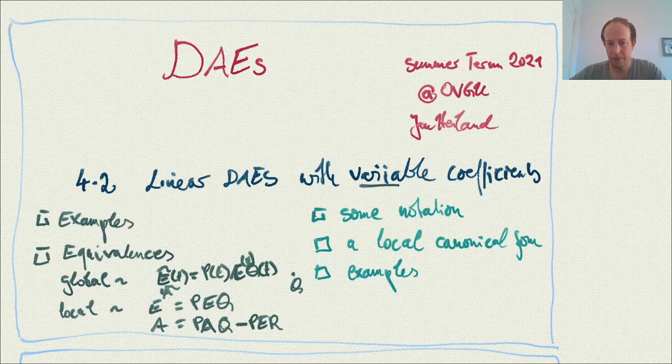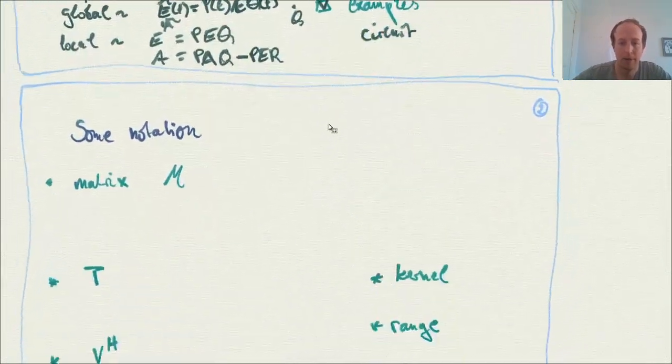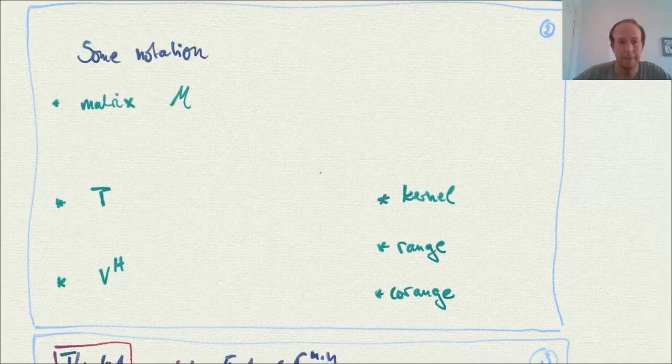Today we will first introduce some more notation. Then with that we will derive a local canonical form, and then there will be an example. So first I will try to explain this local canonical form a bit, that you can more or less see as an example, and then we will take the circuit example and look at what this looks like in this canonical form. Not the canonical form itself, but the spaces that make up this canonical form. Okay, but first we have to start with some notation.